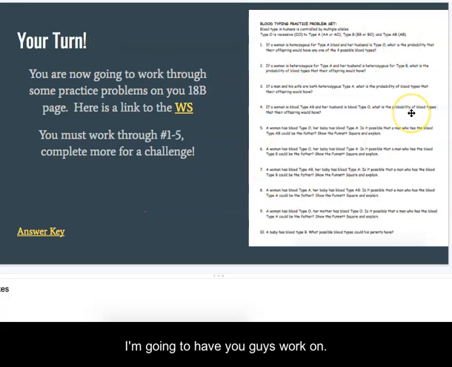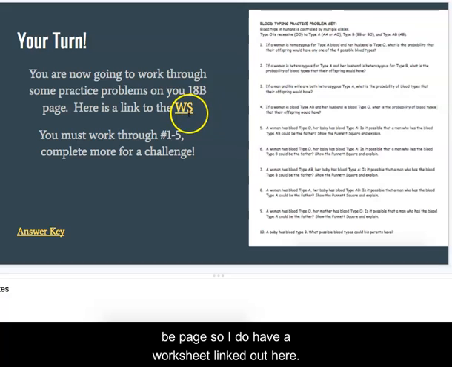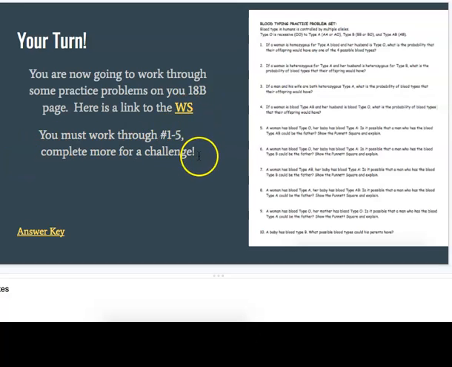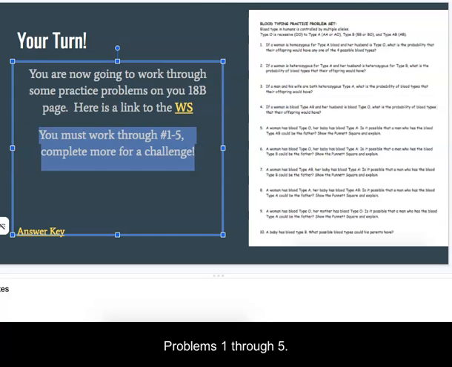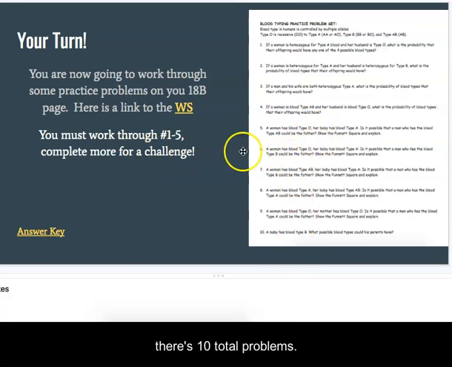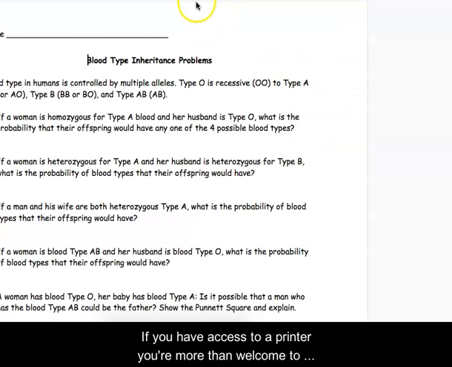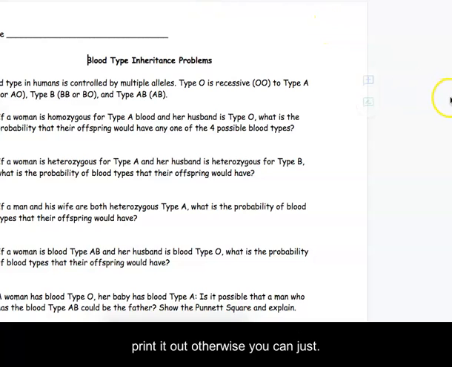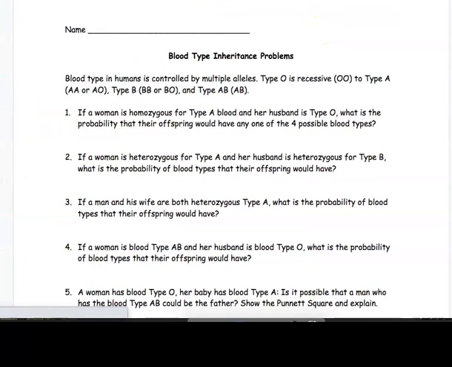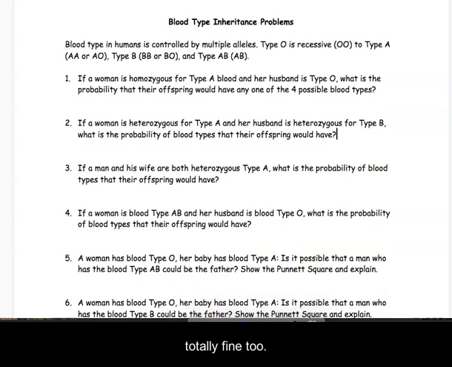I'm going to have you guys work on some more practice problems, continuing down your 18B page. So I do have a worksheet linked out here. You must work through problems 1 through 5. If you want more of a challenge, you can continue on. There's 10 total problems. If I click on it and open it up here, if you have access to a printer, you're more than welcome to print it out. Otherwise, you can just copy these problems into your notebook, and that's totally fine too.